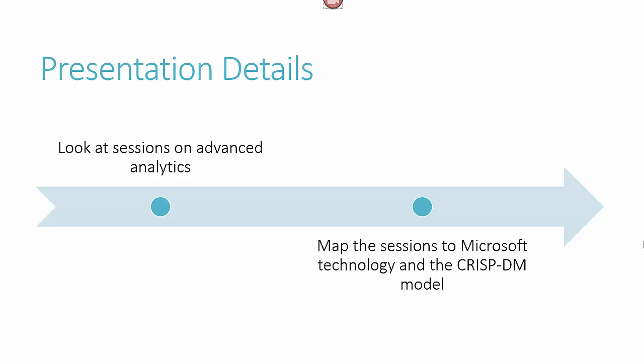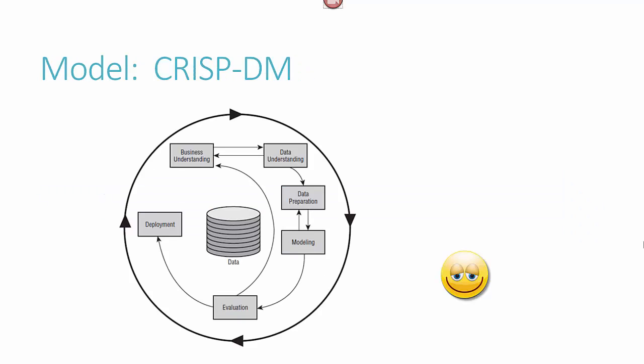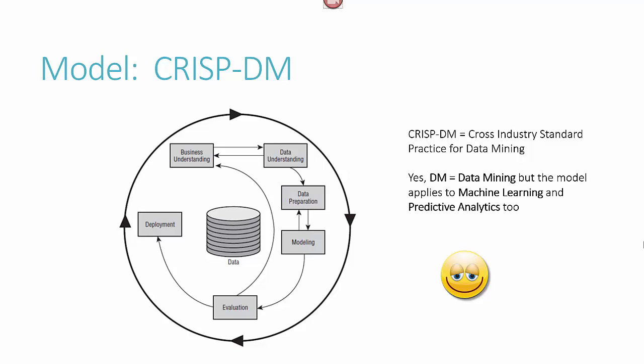And some of you might be saying, what is the CRISP DM model? Here's the CRISP DM model. It stands for Cross-Industry Standard Practice for Data Mining. It is a standard model that shows the data mining process, but again, for our purposes, data mining, machine learning, predictive analytics, we're going to consider them equivalent terms. And yes, DM is data mining, but of course the model applies to machine learning and predictive analytics.